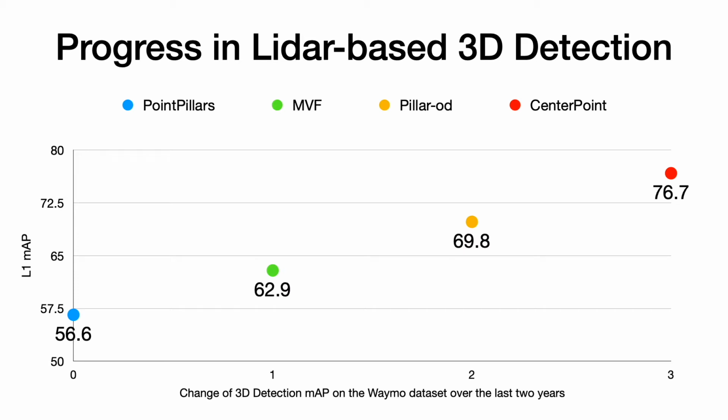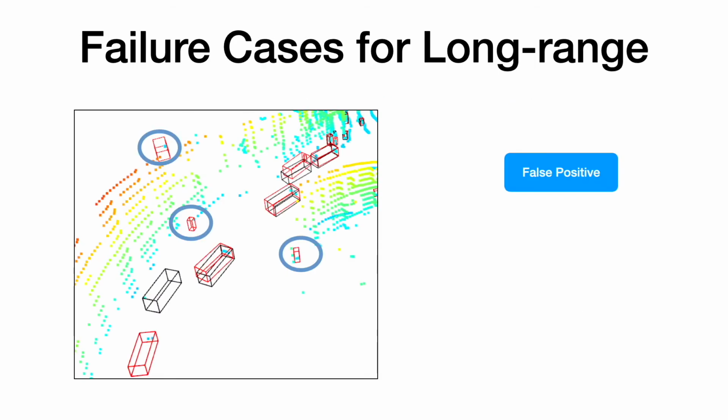Over the last 2 years, we have seen great progress in LiDAR-based 3D detection. On the Waymo dataset, the 3D detection accuracy has been improved by 20 mAP from the popular PointPillars detector to the recent CenterPoint detector. However, the performance at long range is still unsatisfactory.